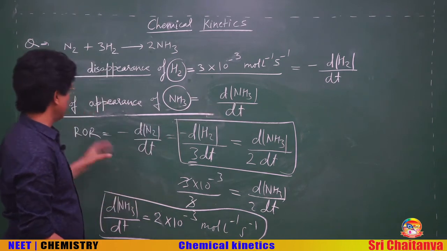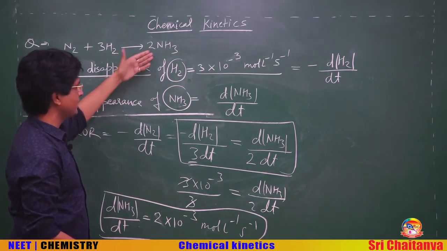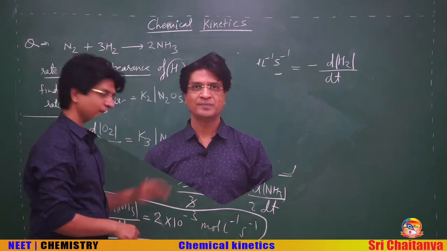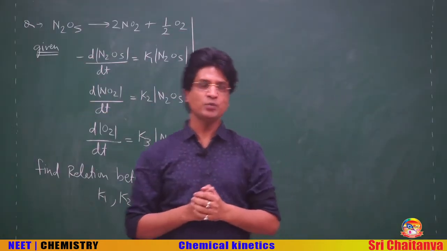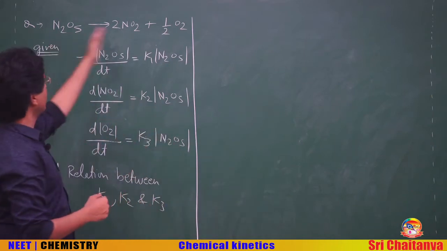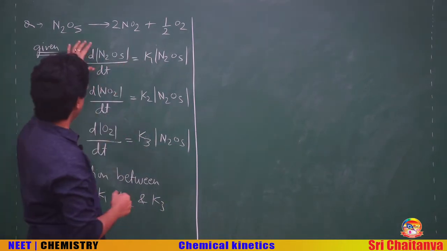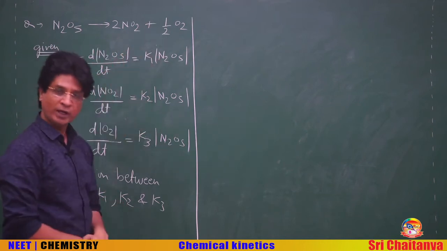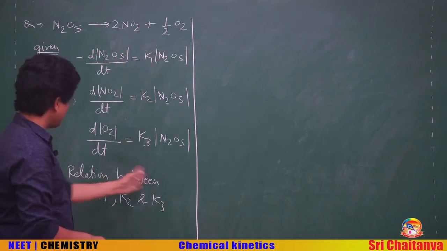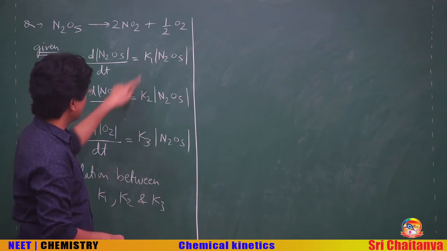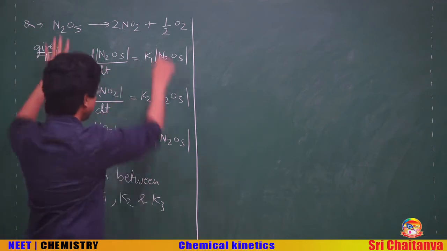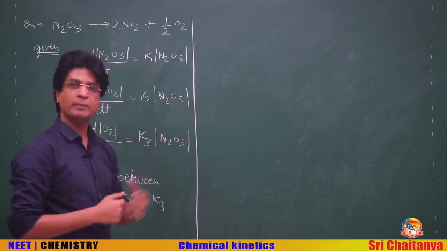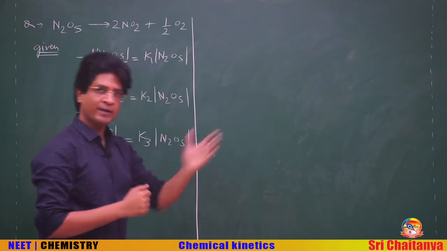What I have basically done is try to connect all the rates of disappearance and appearance with rate of reaction. Okay, I hope this is clear. So let's come to the next question, students. Here they have given a reaction and they have also given you the rates of disappearance of reactant and rate of appearance of products as well, and they are asking you the relationship between K1, K2 and K3. Now whatever they give in the questions of rate of reaction, please try to connect all the rates of appearance and disappearance via rate of reaction.